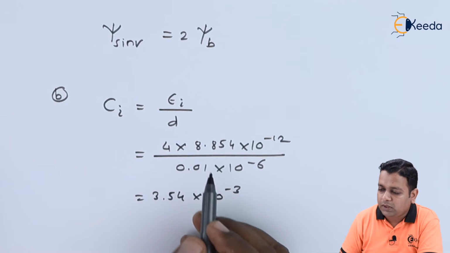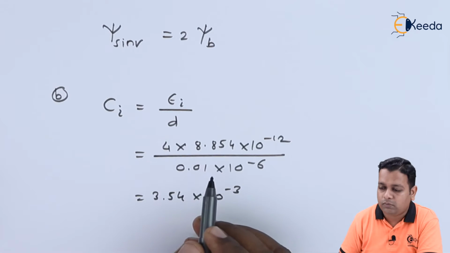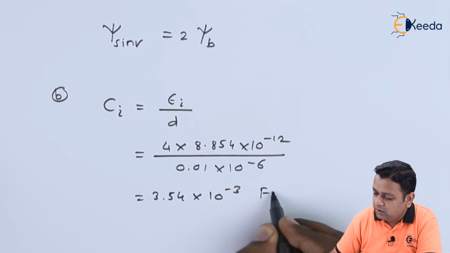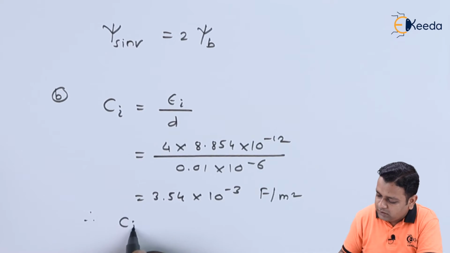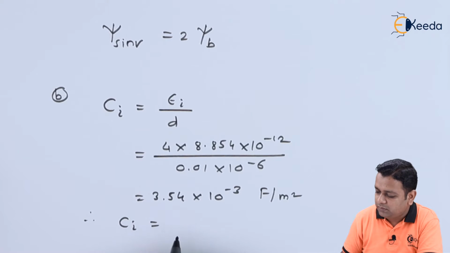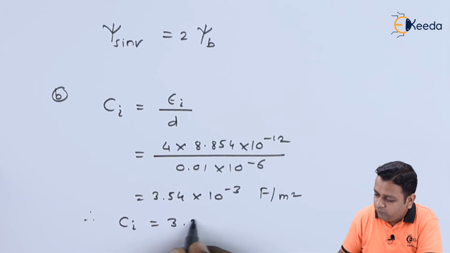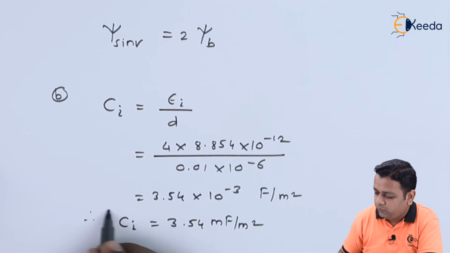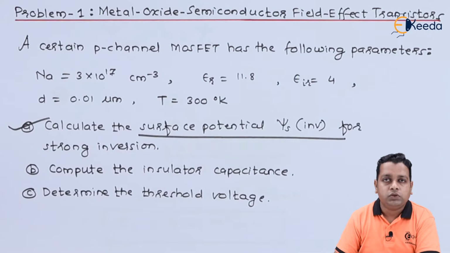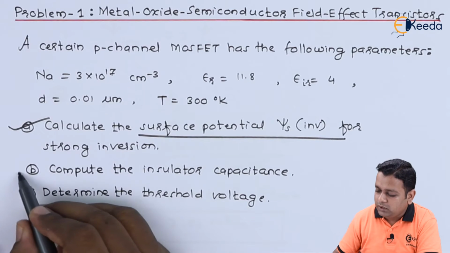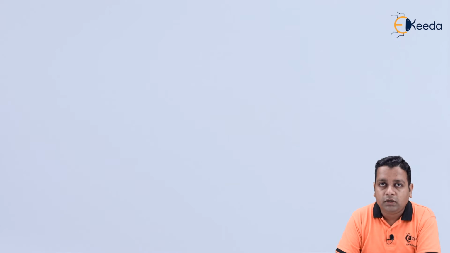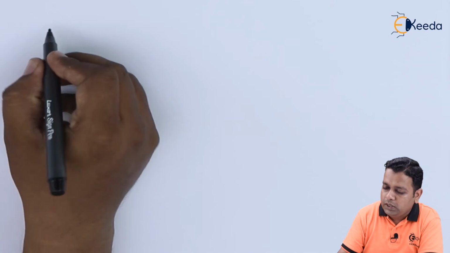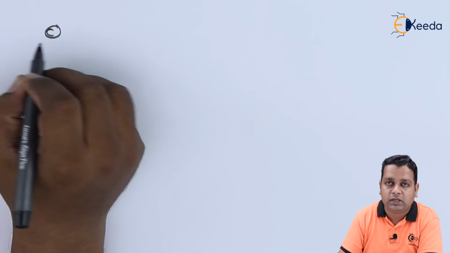As this is with respect to the measurement of dimensions here, it should be measured in terms of farad per meter square. Finally, we represent insulator capacitance C suffix I is equal to 3.54 millifarad per meter square. We outline the value here. So now after determination of the insulator capacitance, we require the threshold voltage. So for determination of the threshold voltage, we have the formula to be used in part C.